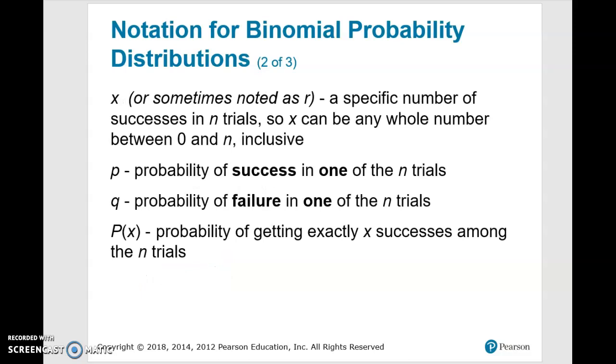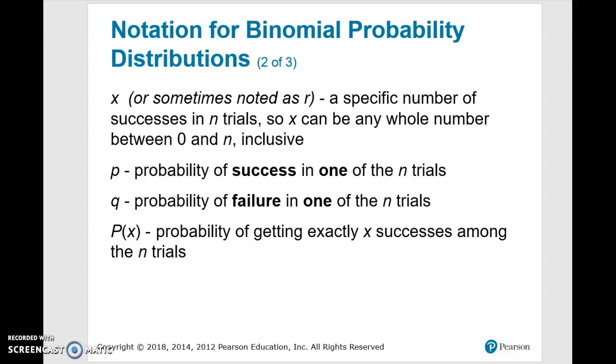More notation. X, sometimes we'll see it as R, is a specific number of successes in N trials. So X can be any whole number between 0 and N inclusive. P is the probability of success in one of those N trials, and Q is the probability of failure in one of those N trials. And P of X is the probability of getting exactly X successes among N trials.